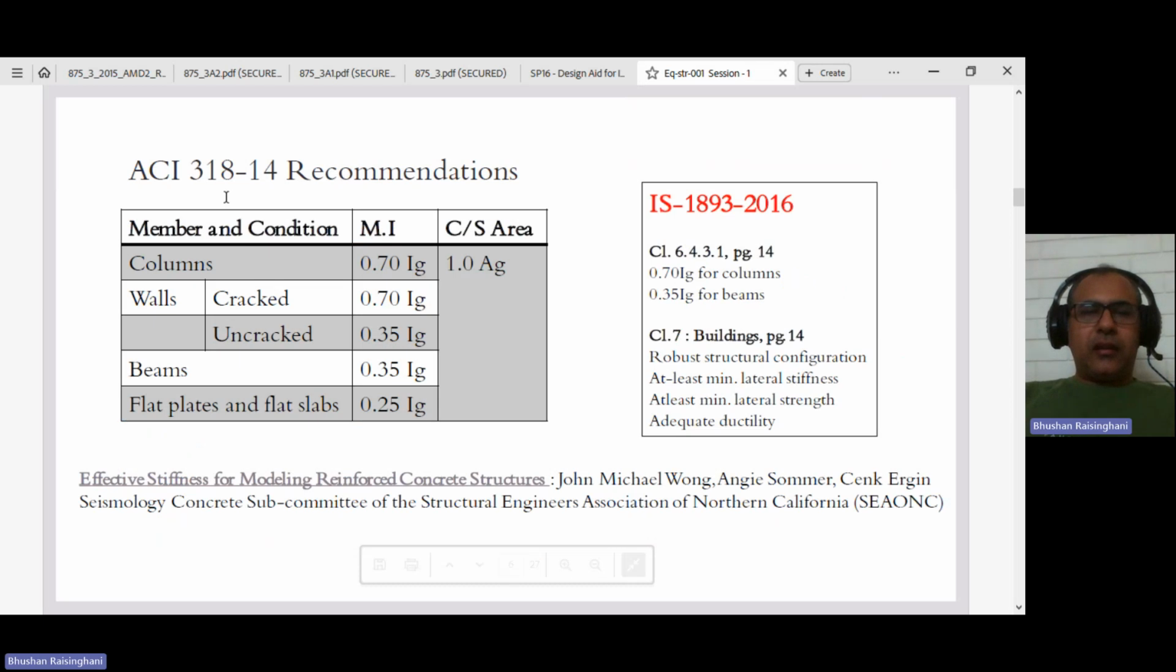So these values are given in ACI 318: for columns 0.7 of I gross, walls that are cracked 0.7, uncracked 0.35, and for beams it is 0.35 of I gross, flat slab 0.25 of I gross. You can also understand this more by referring to the initial document that was written by Wong and Sommer. This can be downloaded and referred to for this understanding of the section properties.